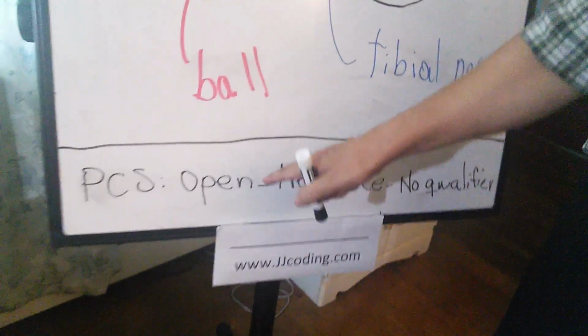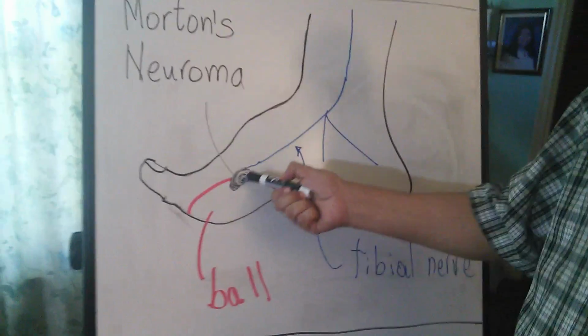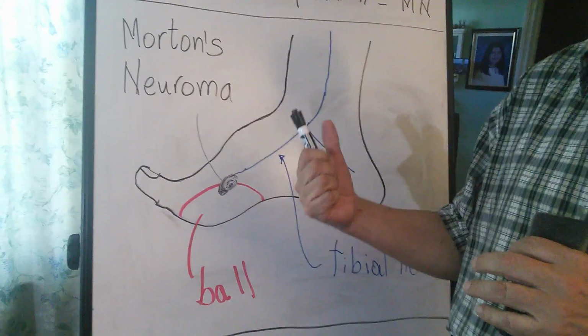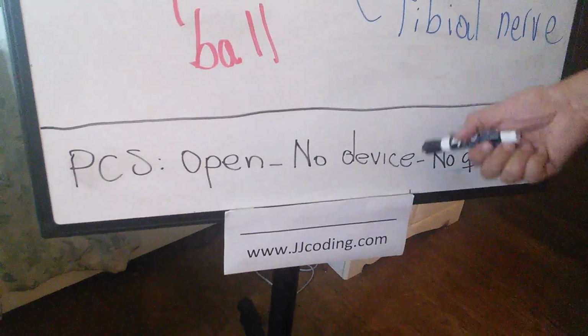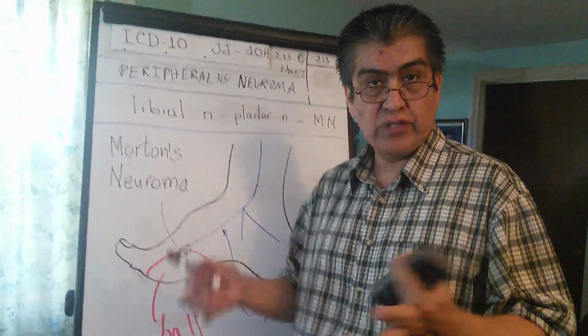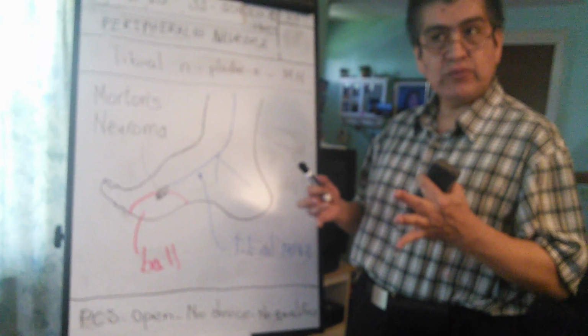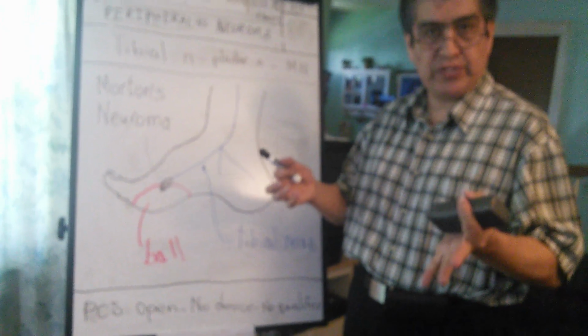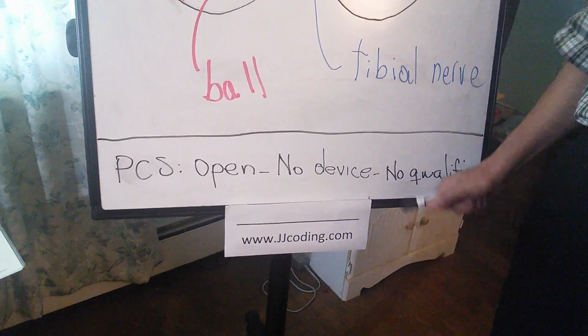Okay, in the procedure, there are three things that you have to understand. When they're excising this neuroma, right, they have to cut the foot, so they have to open it, right? So it's an open procedure, right? Now, there's no device because they don't tell you in the text if they're using any kind of device. So it's no device, and there's no qualifier because the qualifier is when they give you some extra information about the procedure. But in our case, they're not telling us anything. So it's no qualifier. So take into account these three things. The procedure is open, there's no device, and there's no qualifier.